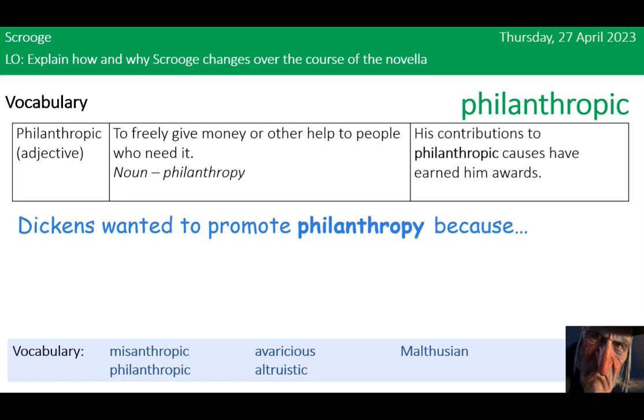Next word, philanthropic, means to freely give money or other help to people who need it. The complete opposite of misanthropy. Dickens wanted to promote philanthropy because what happened to him when he was a child? Think about his father. Where did his father go? What happened to Dickens as a result? If you need to, research this.